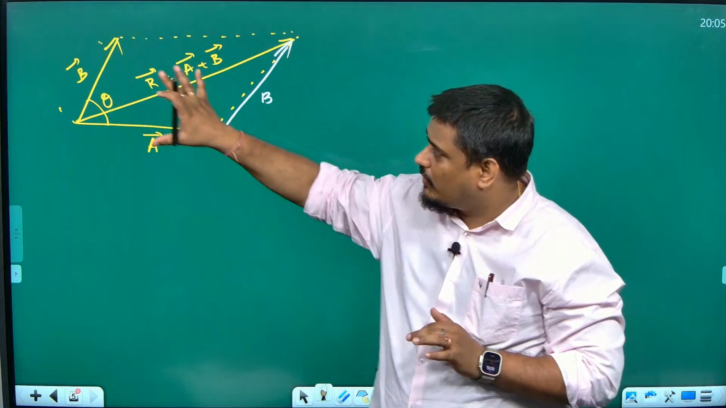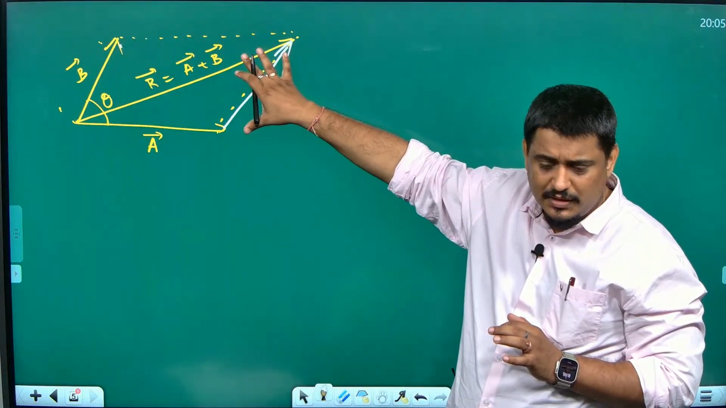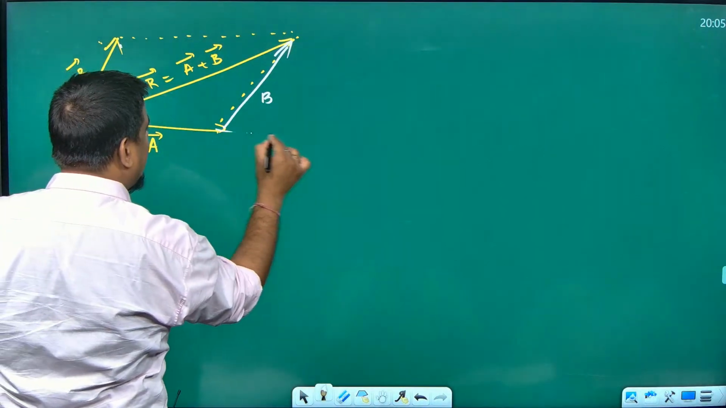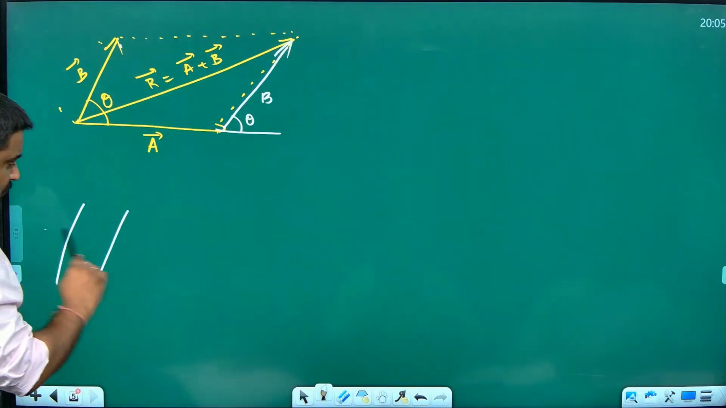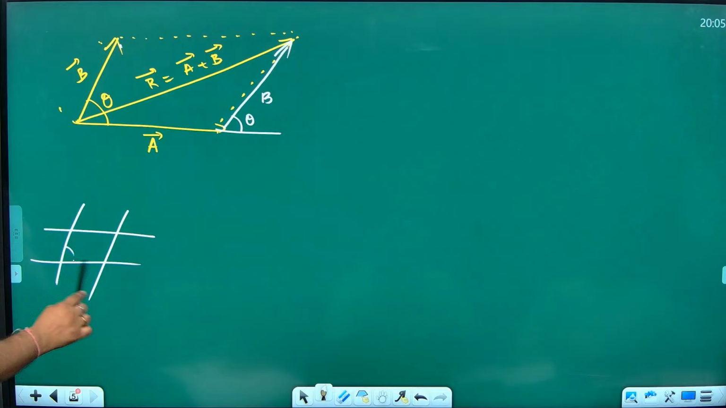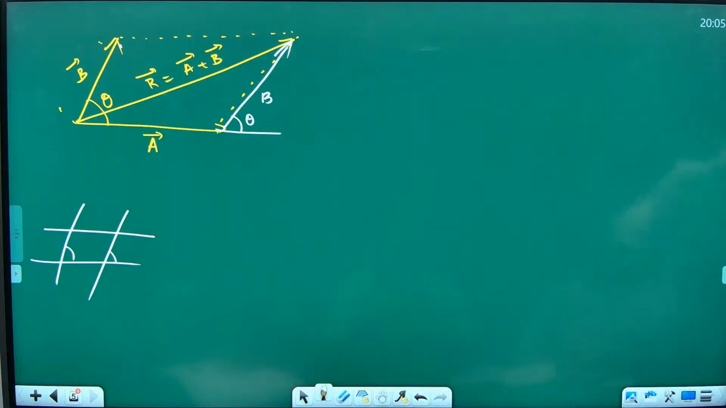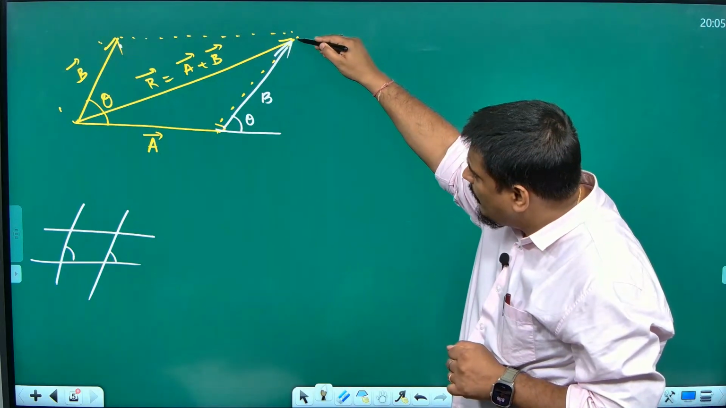Whatever is the magnitude of this side, same will be for this side also, and whatever is the angle theta here, same will be the angle theta here also, because in a parallelogram this angle and this angle are always the same. They are corresponding angles. So now I am going to drop a perpendicular here.